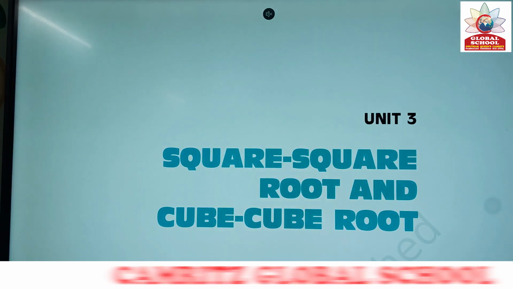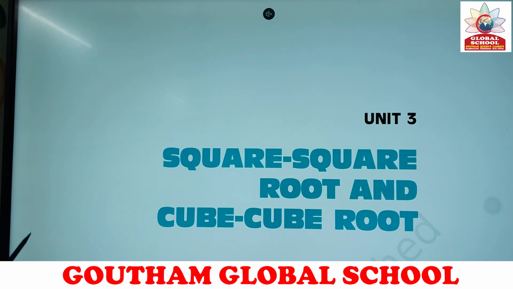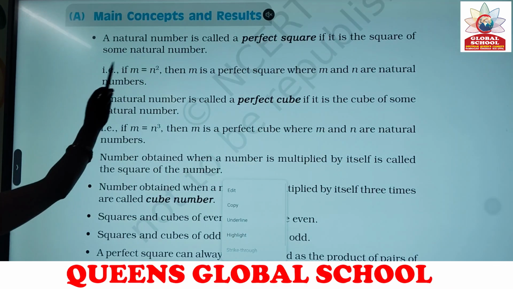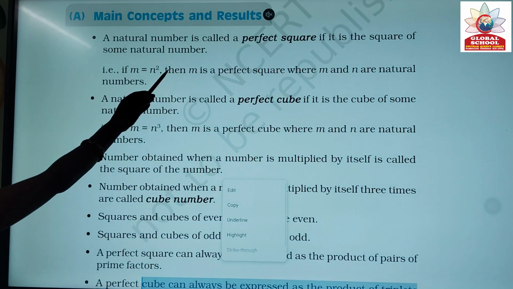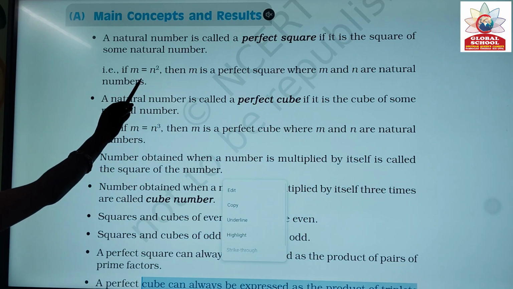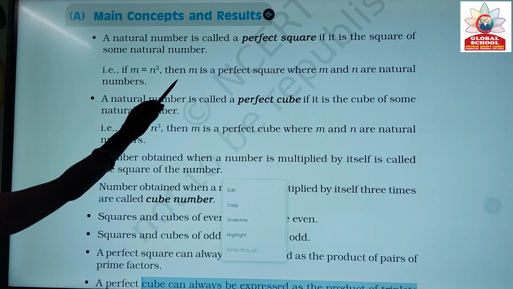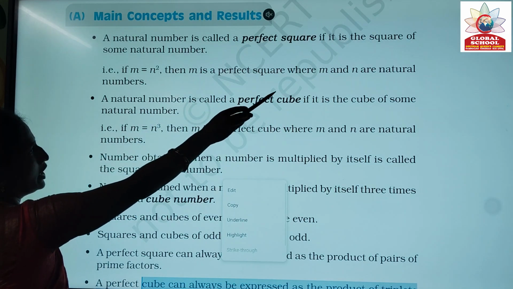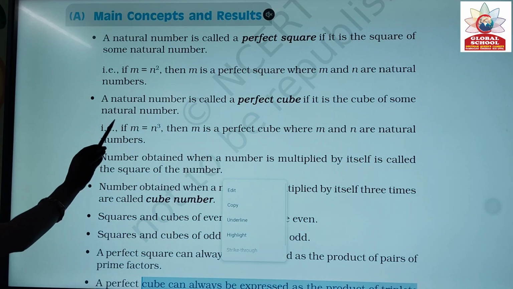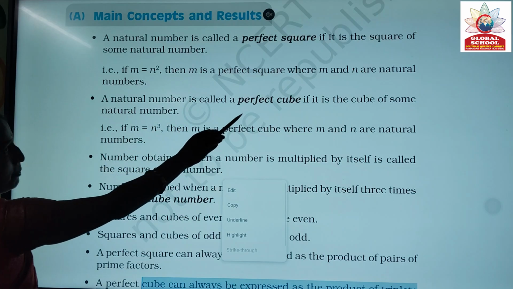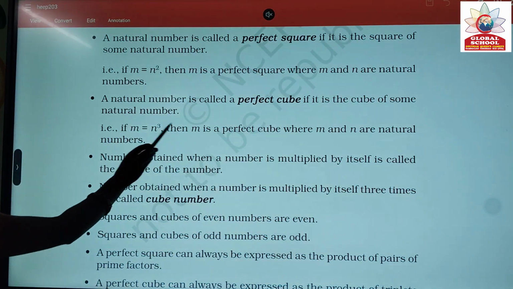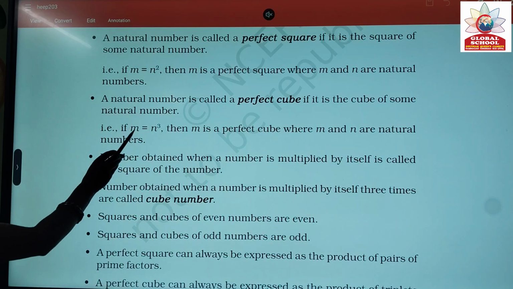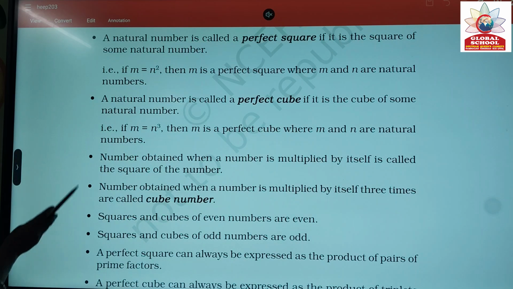Today we are going to solve some problems on square roots and cube roots. A natural number is called a perfect square if it is the square of some natural number. That is, m equals n square, then m is a perfect square, where m and n are natural numbers. A natural number is called a perfect cube if it is the cube of some natural number. That is, m equals n cube.